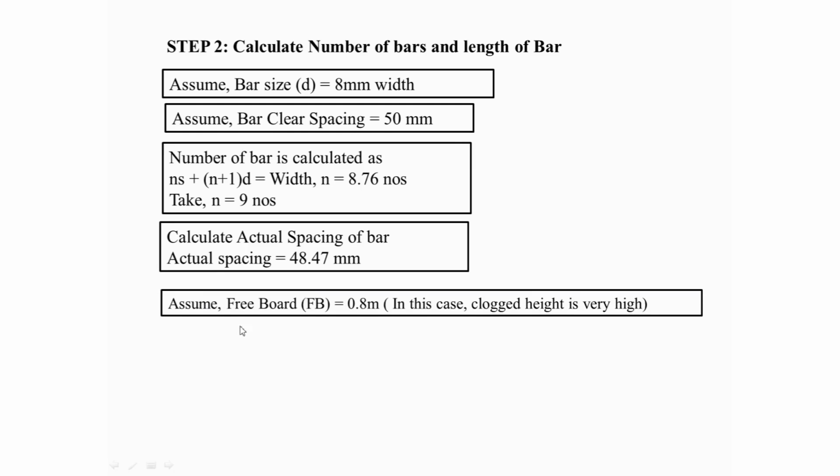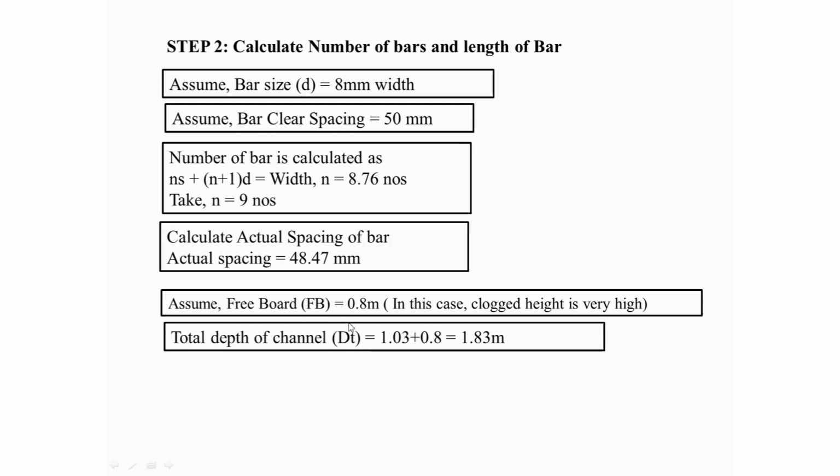We also assume the freeboard to be 0.8 meter. In this case it is very high because the velocity is very high, so the clogged height is very high, and we have to increase the freeboard to a much higher value. In this case it is 0.8 meters. The total depth of the channel will be the initial depth of the channel, which is 1.03 meters, plus 0.8 meters, which will be 1.83 meters.